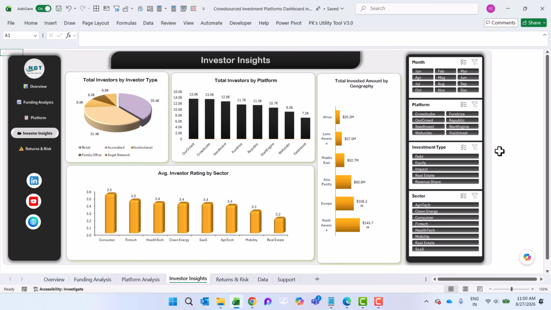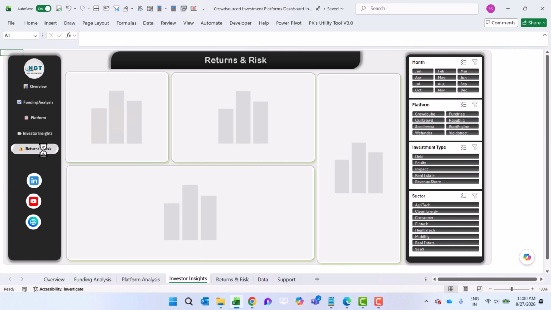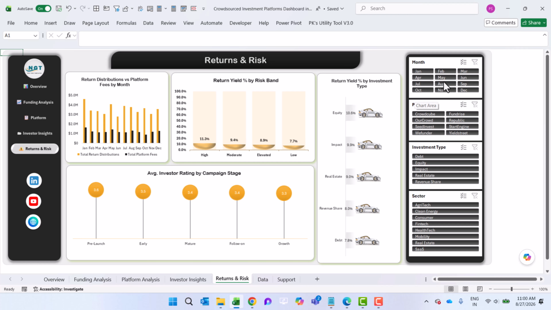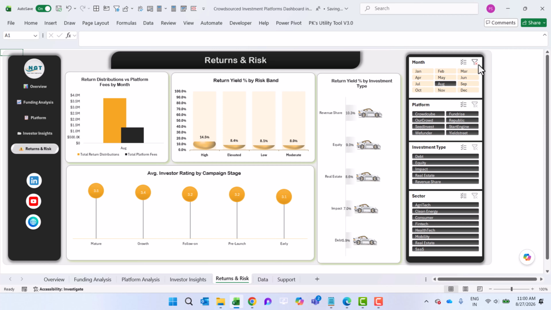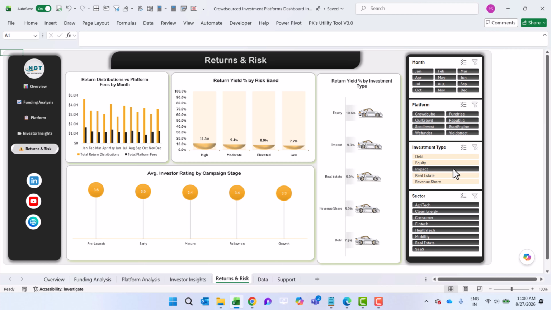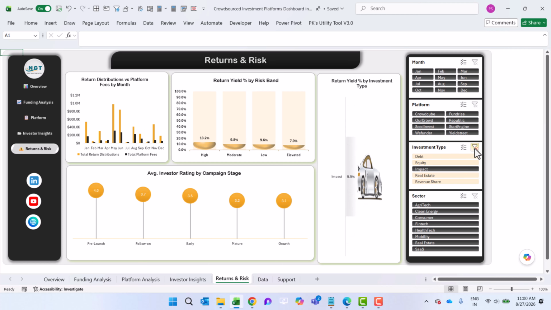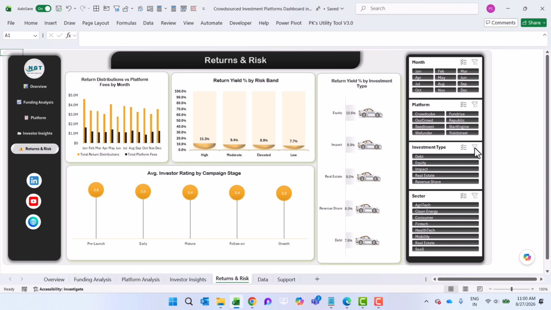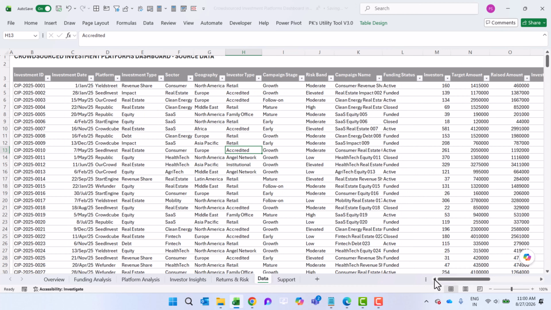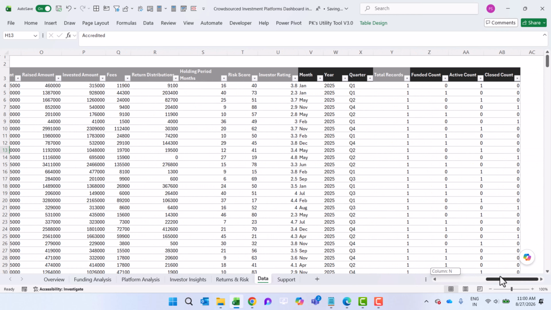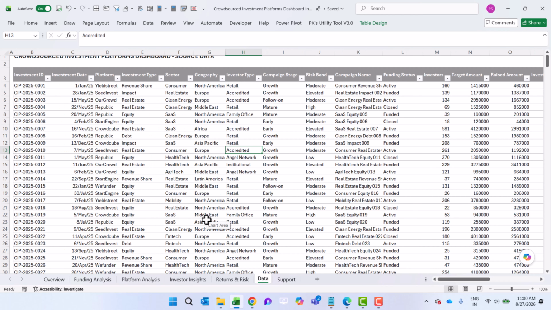The last page is returns and risk, and this is where you judge performance. Return distributions versus platform fees by month shows what investors received against what the platform charged, month by month. Return yield percent by risk band tells you whether the extra risk is being paid for. Return yield percent by investment type compares debt, equity, impact, real estate, and revenue share side by side in average. Investor rating by campaign stage rounds it off with how sentiment shifts as a campaign matures.